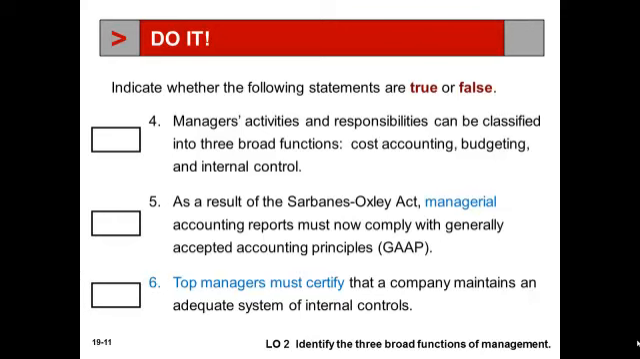Managers' activities and responsibilities can be classified into 3 broad functions: cost accounting, budgeting, and internal control. That'd be false. We're talking about planning, directing, and controlling activities, general management activities. As a result of the Sarbanes-Oxley Act, managerial accounting reports must now comply with Generally Accepted Accounting Principles, or GAAP. False. Managerial accounting is not constrained by GAAP standards.